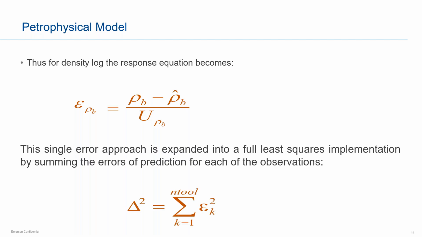So this single error approach for density, we can expand to a full least square implementation by summing the error of each of the logging tool predictions. So we can calculate the difference and the error, and then we can use the uncertainty value so that all the logs will be on a common base. Then we can use this full least square implementation. This is known as the incoherence function. So the ultimate aim of modeling is that we need to have a minimum incoherence function. That means a good match between the modeled and the measured logs.